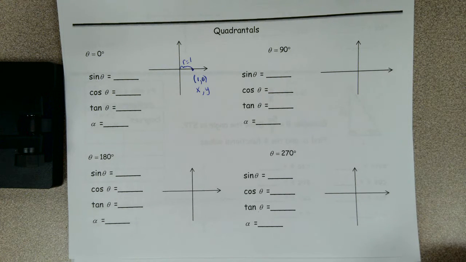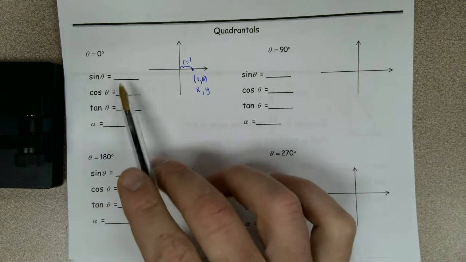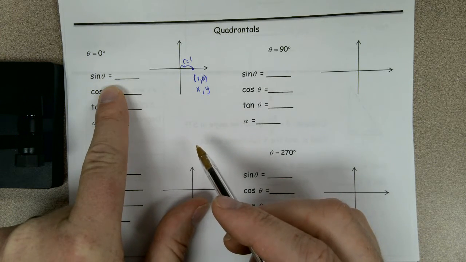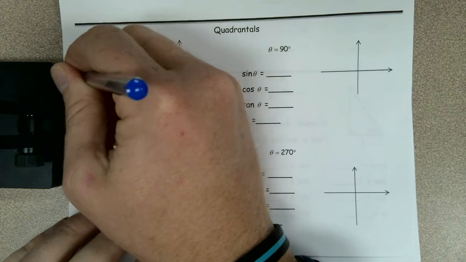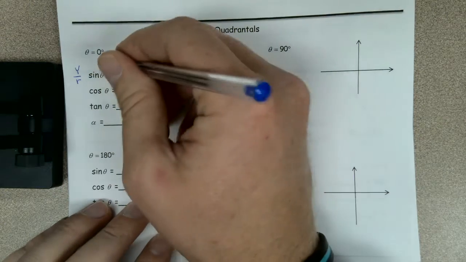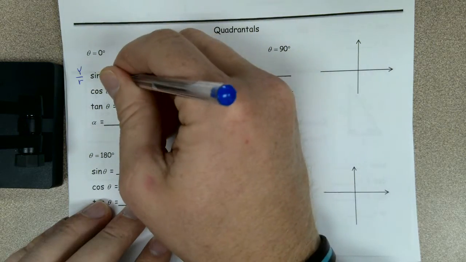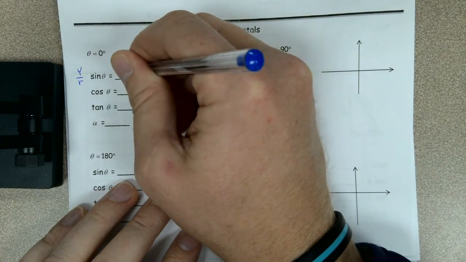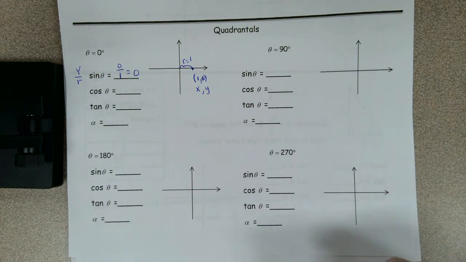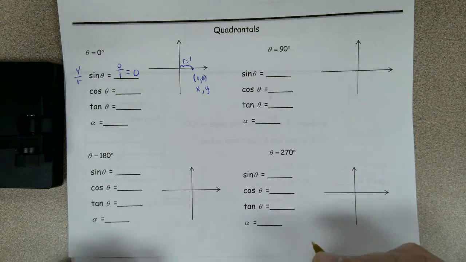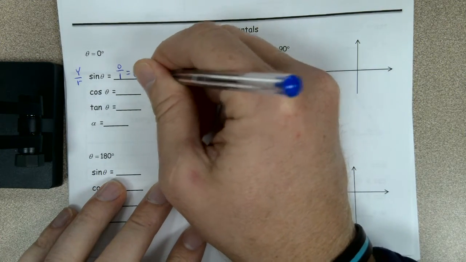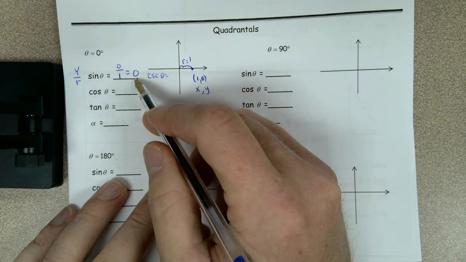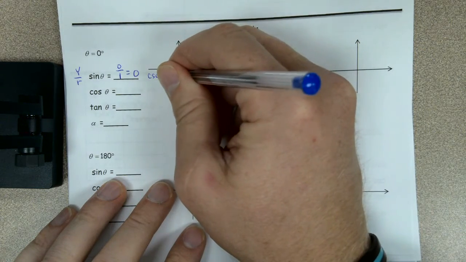Now we're just going to work on finding our different 6 functions again. So if I start with the sine, it is y over r. Well, y is 0. My radius is 1. So 0 over 1 is just simply 0. Now my cosecant, which is the reciprocal, if it's 0 here, the reciprocal of that would be 1 over 0, which we know is undefined.